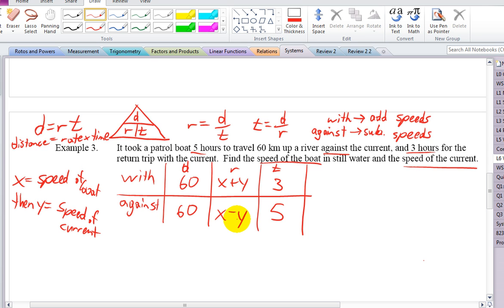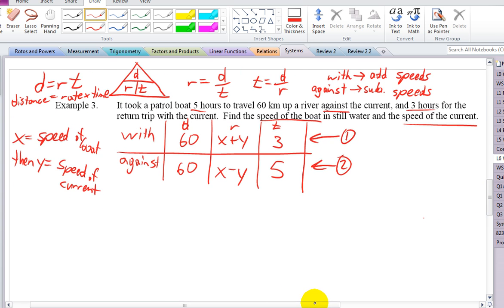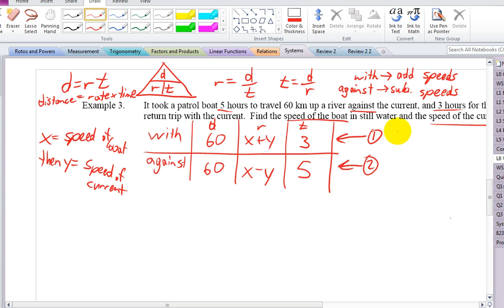Okay, so here's equation number 1. There's equation number 2. Now you have your choice here. How you model your equations is up to you, because you have both variables in those lines, that's the way you make up your equation. Our next example is not going to be like that, okay?